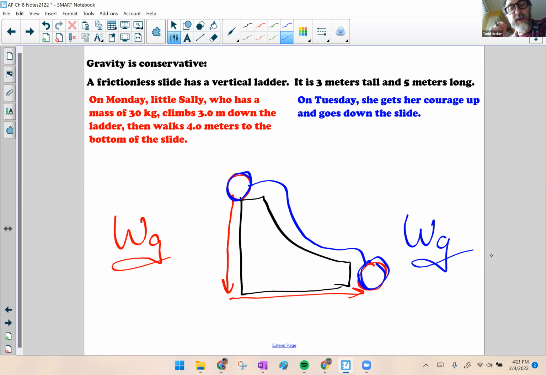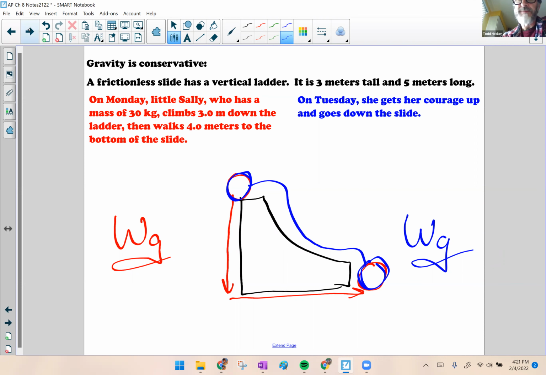A big part of this has to do with how you calculate work. Gravity is always directed downwards, which means that all that really matters is her vertical displacement. No matter what, on both days, her vertical displacement is the same. I don't want to get too bogged down with it. That's the difference between conservative and non-conservative force.